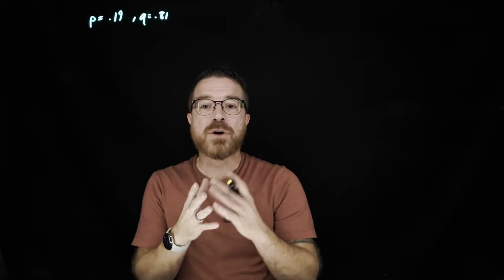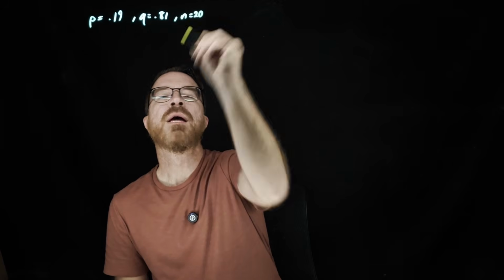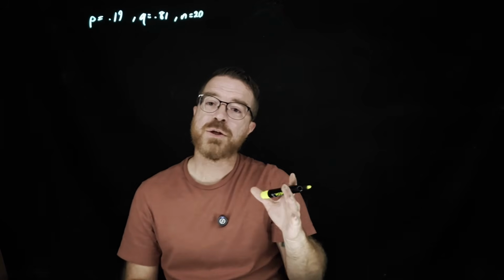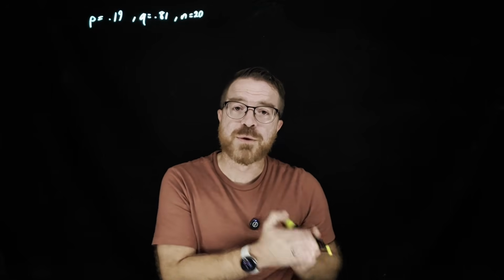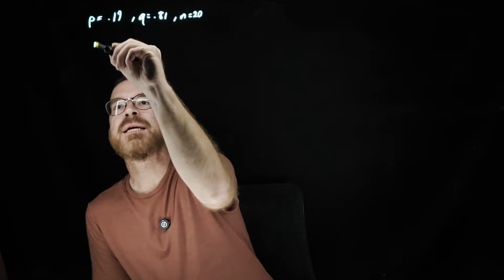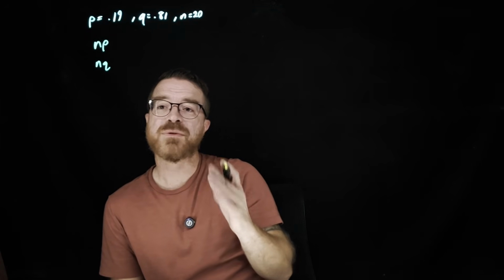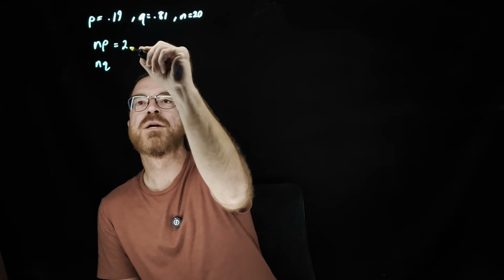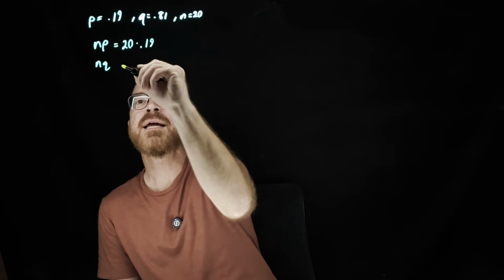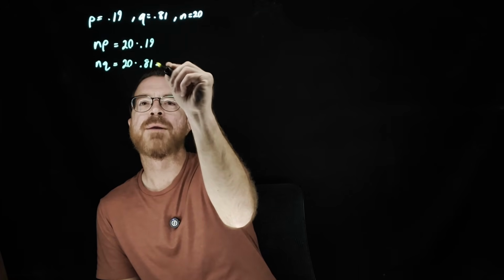Next thing we need is our number of participants. So this would be 20. So now we need to check whether we can use our normal distribution to approximate our binomial distribution. So in order to do this, we need both NP and NQ to be greater than or equal to 5. So let's see what those are equal to. So I'm going to plug in NP, this is going to be 20 times 0.19, and NQ, which is going to be 20 times 0.81.